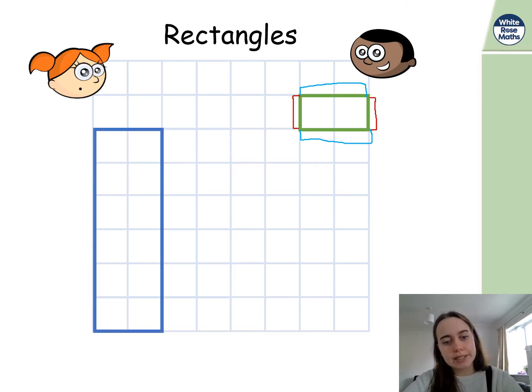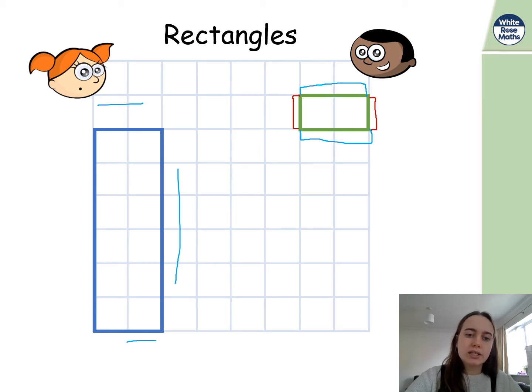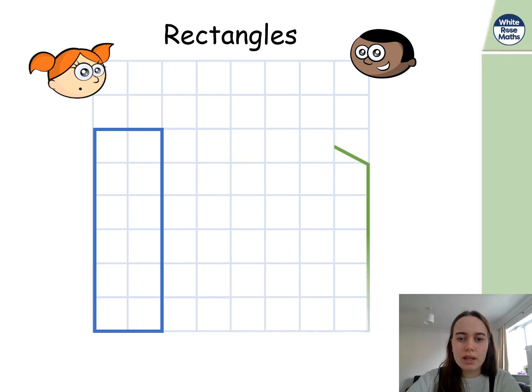How about this shape? Rectangle or not a rectangle? That's right, it is a rectangle because it's got 2 sides the same length here, and another 2 sides the same length. So in total, 4 sides. Now, how about this shape? A rectangle or not a rectangle?